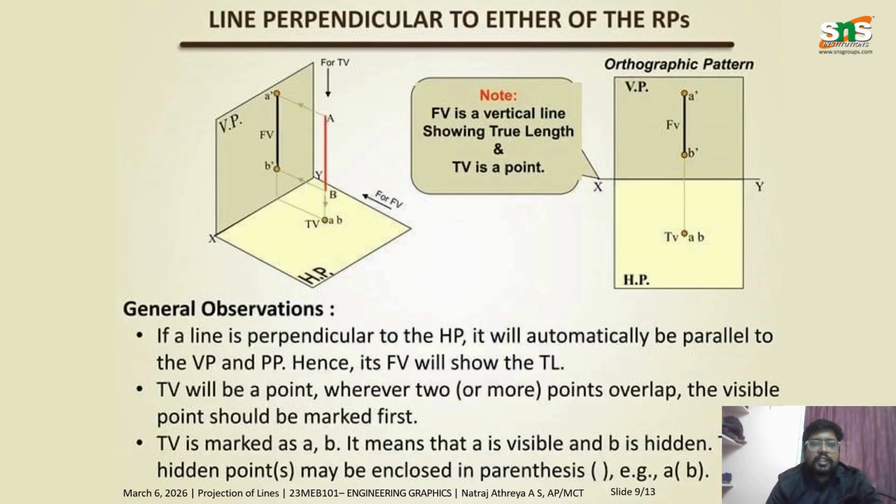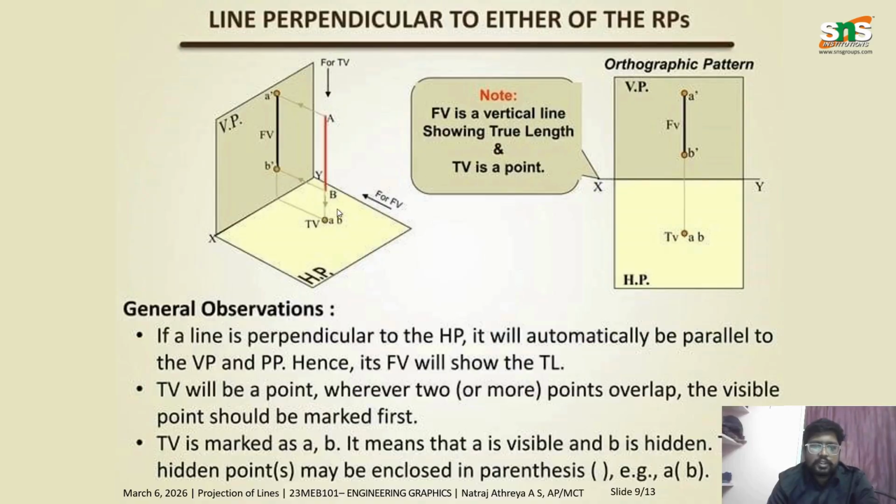The next one is a line perpendicular to either of the reference planes. It is either perpendicular to the vertical plane or perpendicular to the horizontal plane. If it is this way, it is perpendicular to the horizontal plane. You can see here there is AB. AB is perpendicular to the horizontal plane but parallel to the vertical plane. So you can see this A dash and B dash. You can see the front view, but the top view will be a point AB.